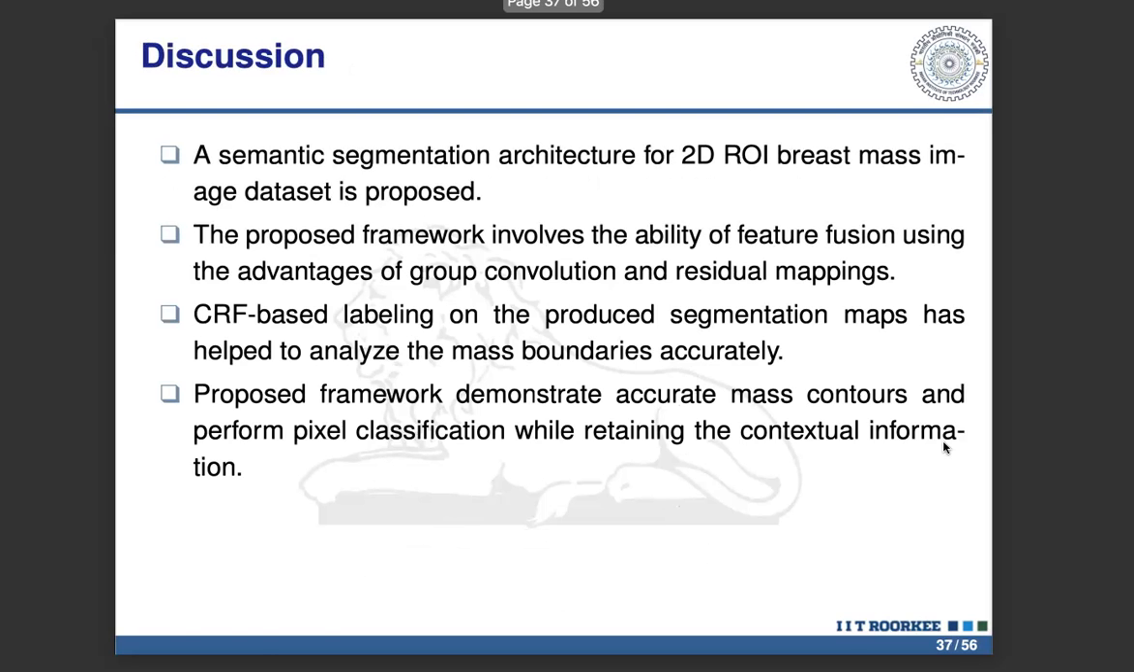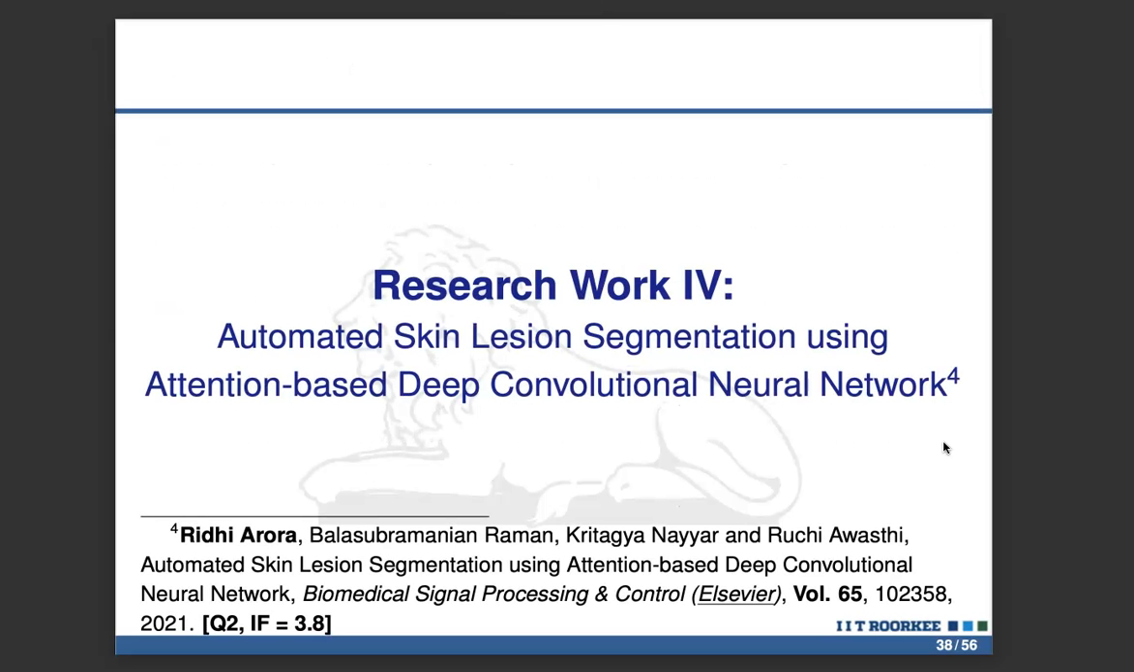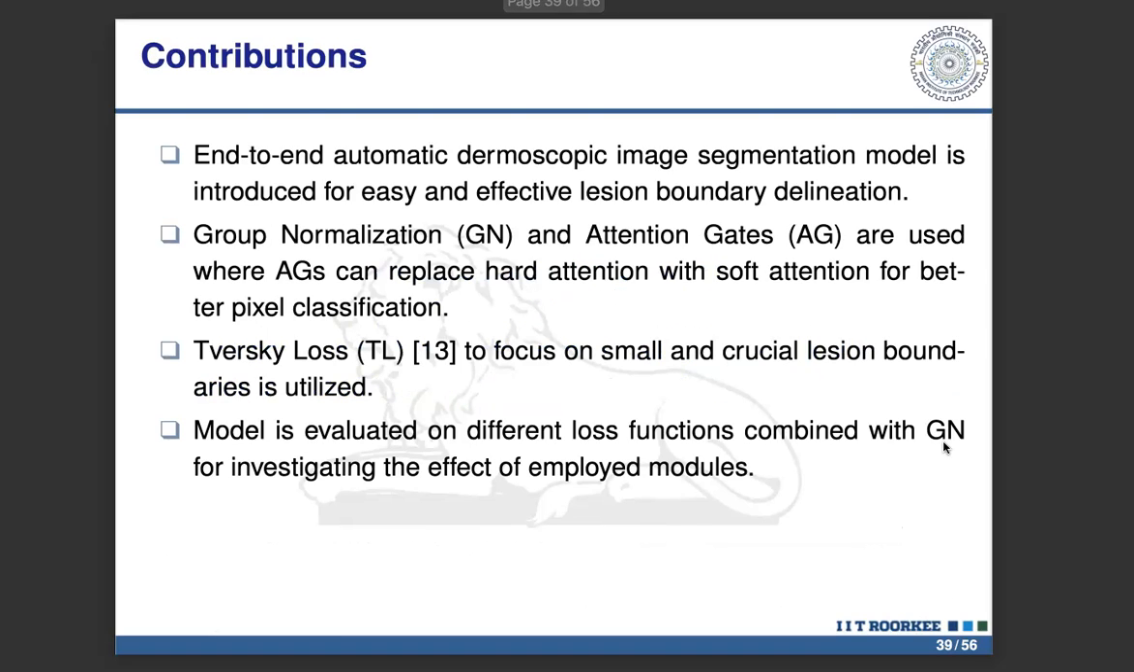This is the fourth research work, where we have utilized attention-based deep convolutional neural networks on dermoscopic images. This model contains group normalization and attention gates, which replace hard attention with soft attention for better pixel classification. At the output layer we have used Tversky loss, which focuses on small and crucial lesion boundaries.